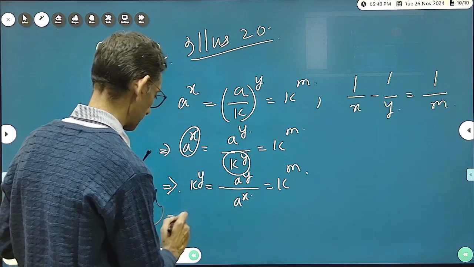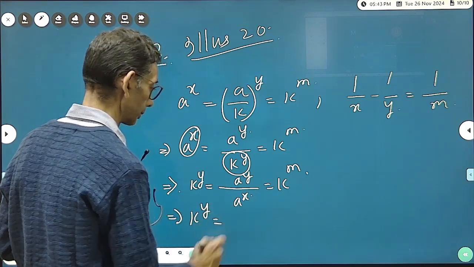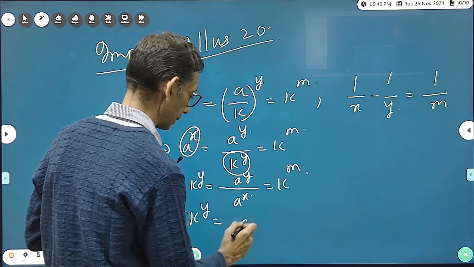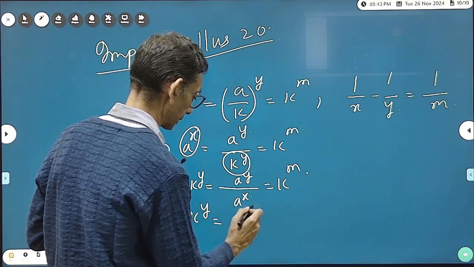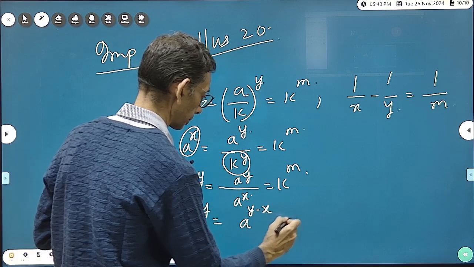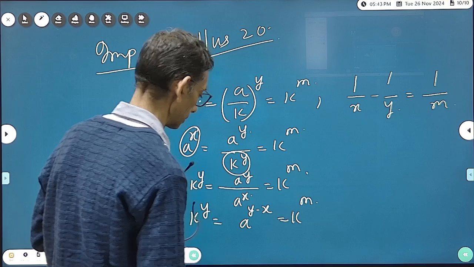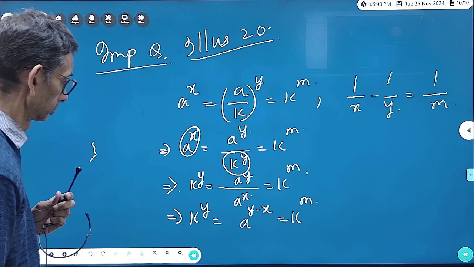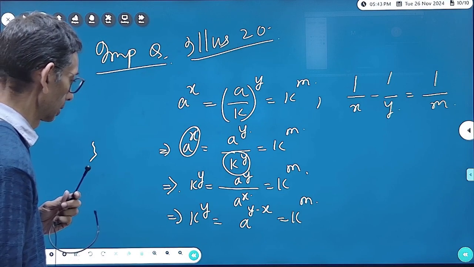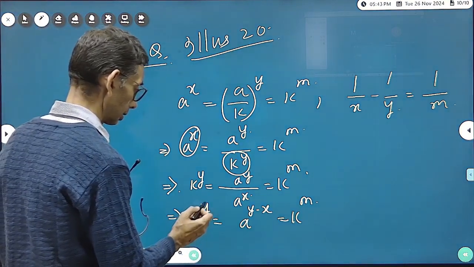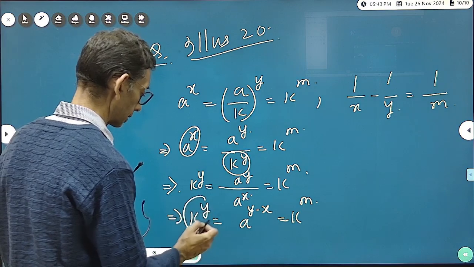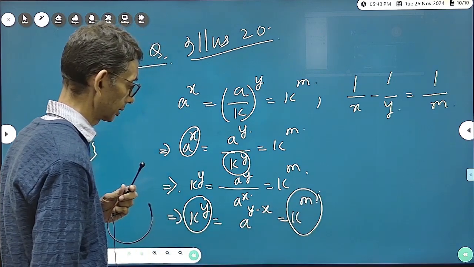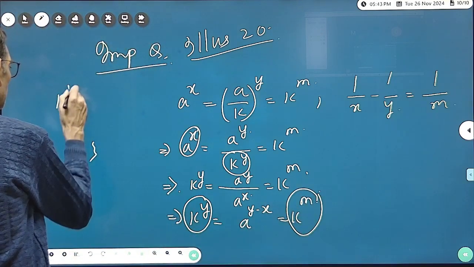So this implies, some a raised to the power y, right? This will be a raised to the power y minus x, right? This will be k raised to the power m. Done. From the first term and the last term, k to the power y is equal to k to the power y can be written.